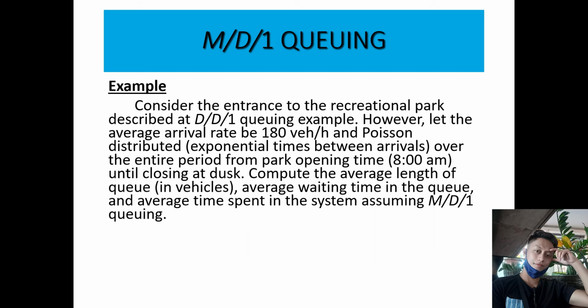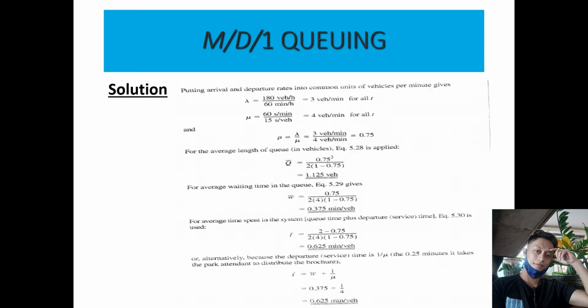So here is an example of the M/D/1 queuing. Consider the entrance to the recreational park described in the D/D/1 queuing example, and so on. So here is the solution. You can find the solution here and compute it by yourself to determine whether it is right.